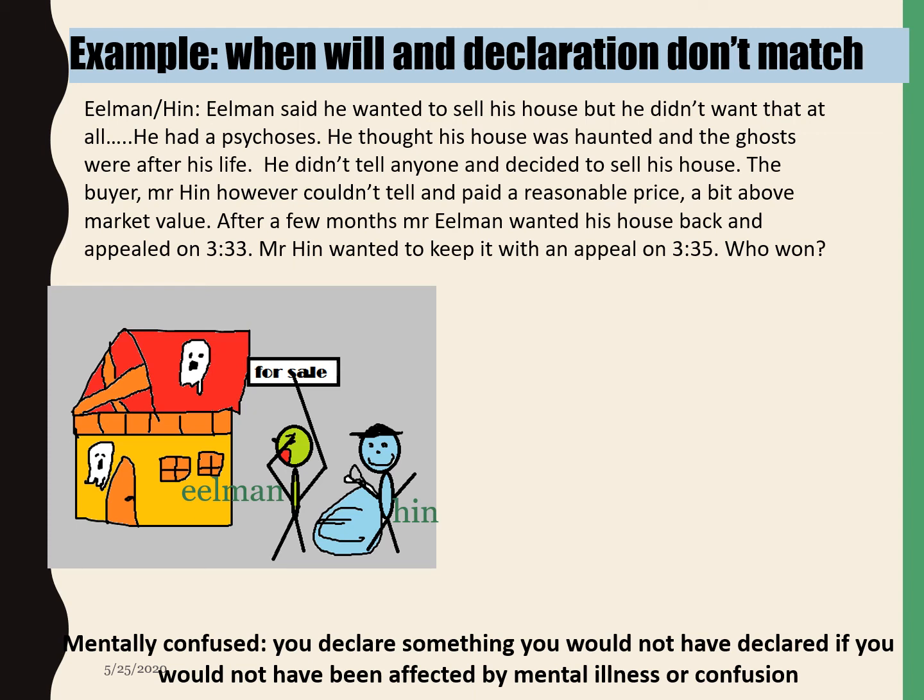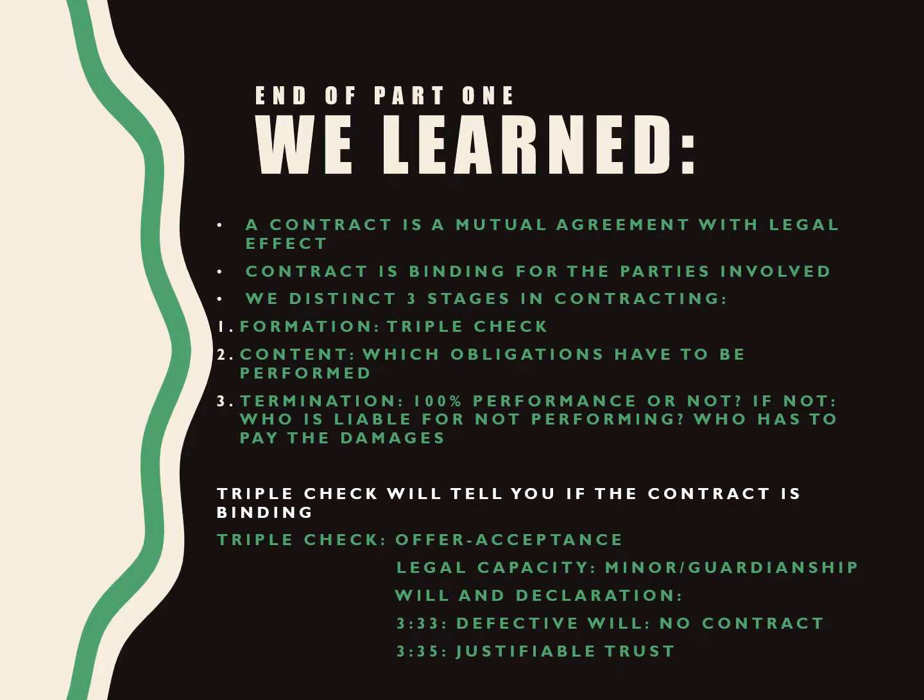In real, it all went up to the Supreme Court, and the Supreme Court finally said, listen, Mr. Hin can keep the house. He justifiably trusted Mr. Eelman, and he could, because he paid a valuable, good market price. He didn't see anything strange about the behavior. The real estate agents also didn't notice anything. The declaration of Mr. Eelman was reasonable, and there was nothing else they could have done. So Mr. Hin had to keep the house, and he was happy, and Mr. Eelman lost it, which was not really nice for him.